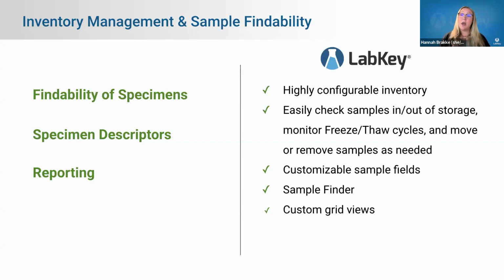So making sure that there's a highly configurable inventory so your digital state data matches your physical data is really, really important to us. Making sure that it's also very easy to check samples in and out. So finding samples when they've been in storage for a long time, but also finding samples during those processing stages, monitoring freeze thaw cycles, amounts, and being able to remove those samples as needed.